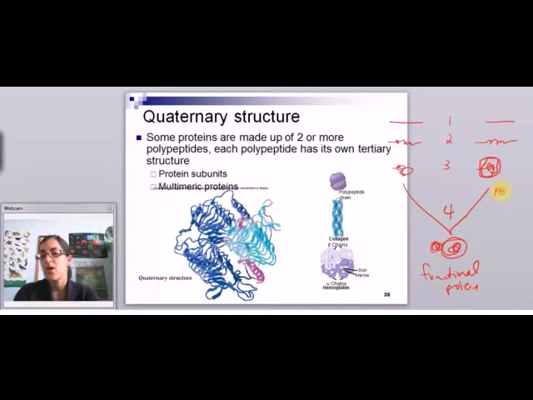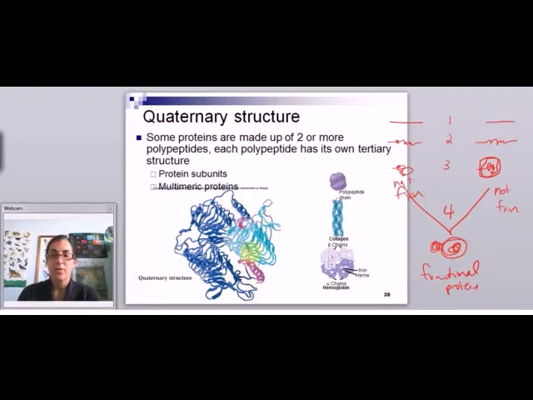So this one on its own is not functional yet. This one on its own is not functional. They're only functional once the two find each other and come together. So when this is the case, these are referred to as subunits. So this would be one subunit, this is the second subunit, and this is a multimeric protein. Multi means many, so there's two parts to this protein.